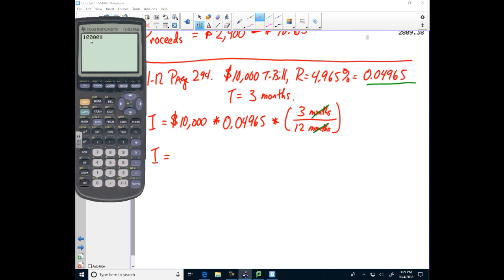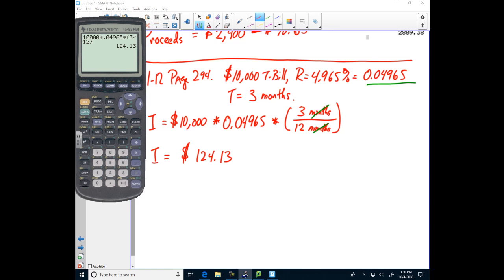Carefully punch in 10,000. Make sure you get the right number of zeros. Times 0.04965 times quantity, and I'm going to enter it just like that. 3 divided by 12. Enter. So under these conditions, you're actually going to be making $124.13 per $10,000 note. Now it wants the effective rate.